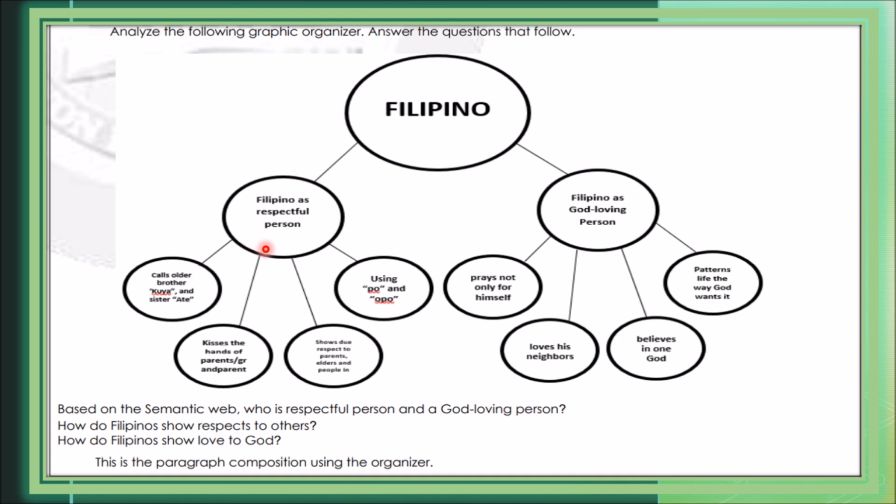Then, describing the Filipino as a respectful person and as a God-loving person. So, you can see here, being respectful, we call elders kuya for brother and ate for sister, and kiss the hands of the parents and grandparents, and also show due respect to parents, elders, and people in authority, especially using po and opo. How about the Filipino as a God-loving person?